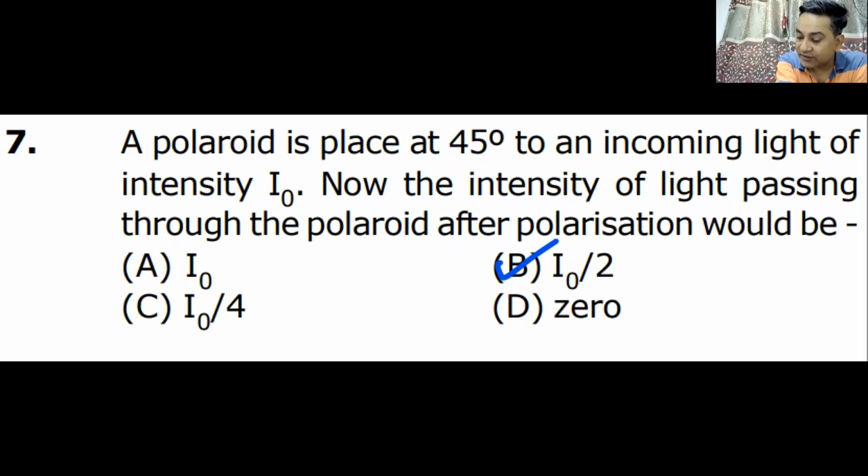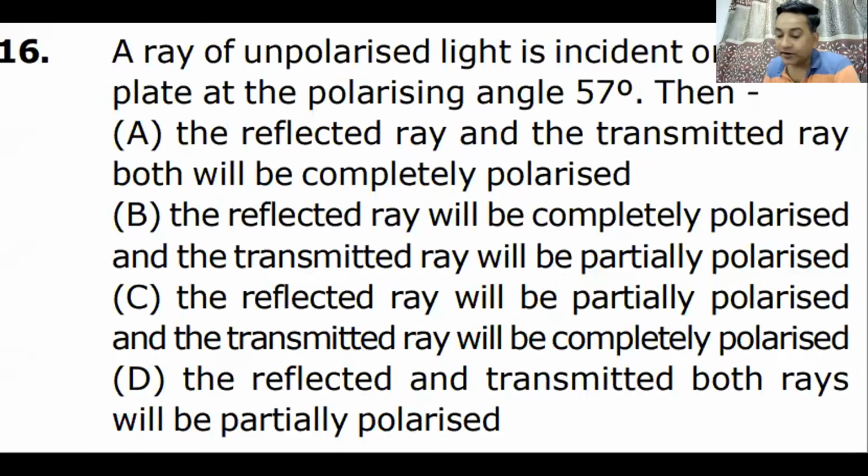One more, all the other questions are, I think, repeated. So one more is remaining, and here comes this one. A ray of unpolarized light is incident on a glass plate at the polarizing angle of 57 degrees. Then A, B, C, D, and I'm waiting for your answers. Read the options correctly and then give me the answer. And the answer is B. The reflected ray is completely polarized. The transmitted ray will be partly polarized.